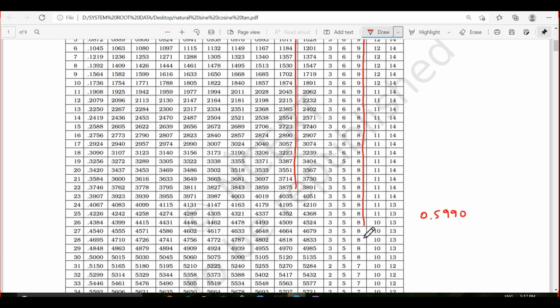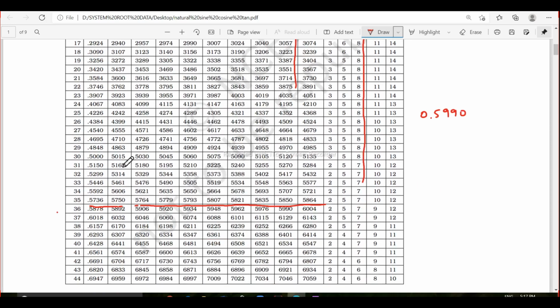So let's go down, and here we have the 36. Here we get 7. So we'll add 7. We add it this way, 0.0007, and what we get is 0.5997. So this is the answer for sine of 36 degrees 51 minutes.